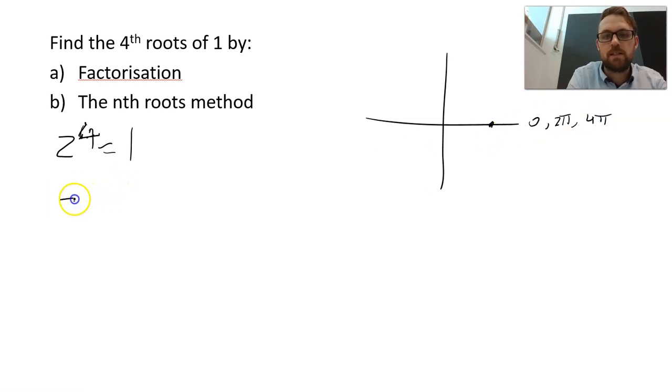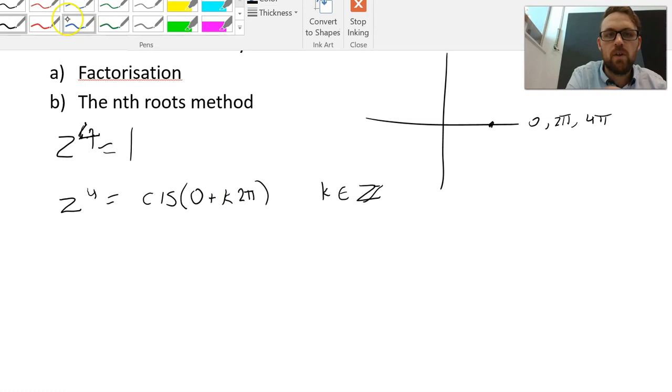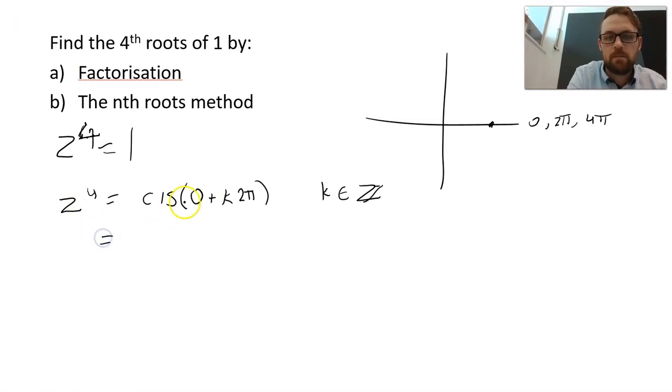So we can rewrite this as z to the power of 4 equals cis, and we know the length is 1, so we can just put a 1 out the front or just leave it. Cis of 0 plus k lots of 2 pi, where k belongs to our integers. All right, so that's the first step. We can simplify this a little bit further because we know that 0 does not add to this, so we've got cis of k 2 pi.